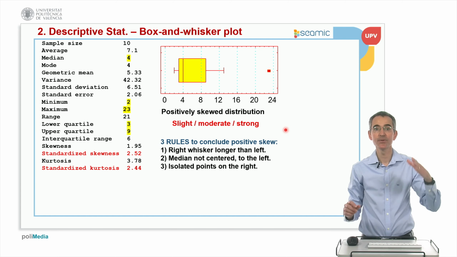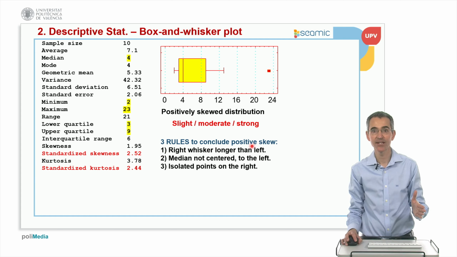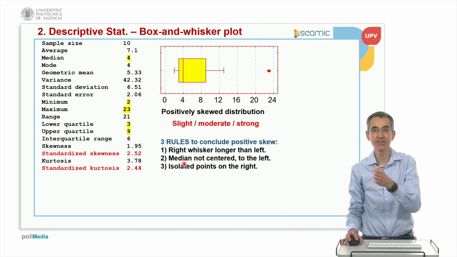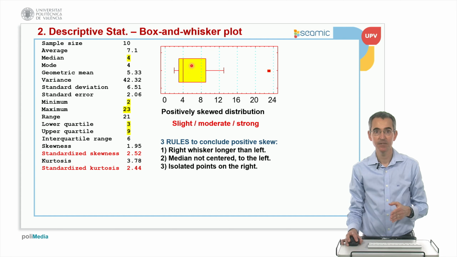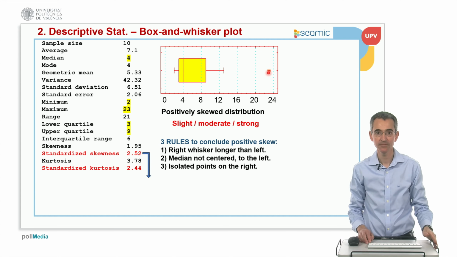What are the rules to conclude that the skew is positive? There are 3 rules. The first one is that the right whisker is longer than the left whisker. In this case, the right whisker is longer than the left whisker. The second rule is that the median is not centered in the middle of the box; it moves to the left. We can see here, the median is not in the center, it moves to the left. The third rule is that we can see a few isolated points, but on the right side. Here we can find an isolated point, but only on the right side.